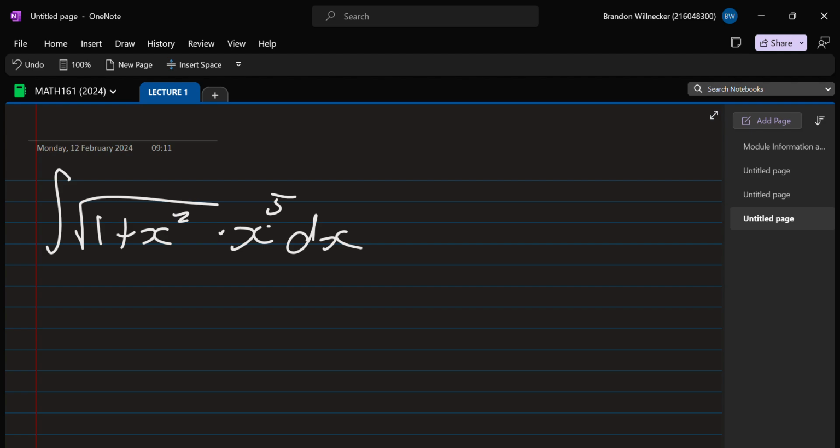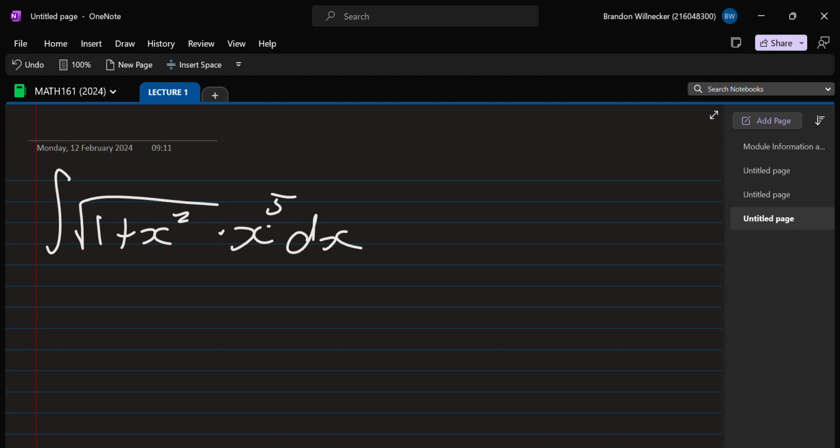Now again, once you've gone through all the tutorials and everything, it will become second nature to just check quickly. So let's just check quickly in this case. What would happen if we let u be that inside part? Now we just think in our head. Before we write down, let's just think. So 1 plus x squared. Okay, so that's our u. Our du will then be 2x dx. Right, just quickly doing that mentally.